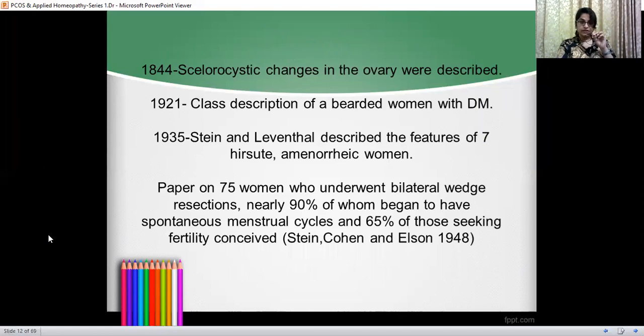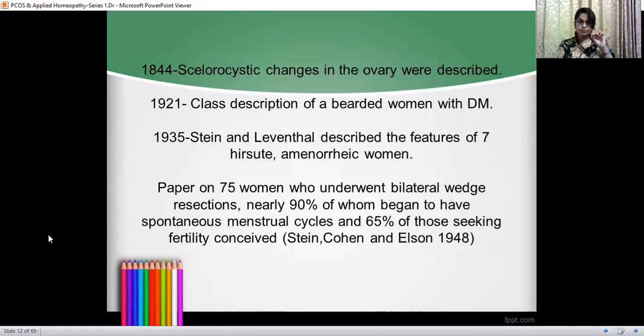In 1921, a classic description of a bearded woman with diabetes mellitus. So nowadays you can see patients with hirsutism who can develop a beard. So that was discovered in 1921 with the complication of diabetes mellitus. In 1935, Stein and Leventhal described the features of 7 hirsute amenorrheic women. In 1935, amenorrhea was noticed, that is missed periods.